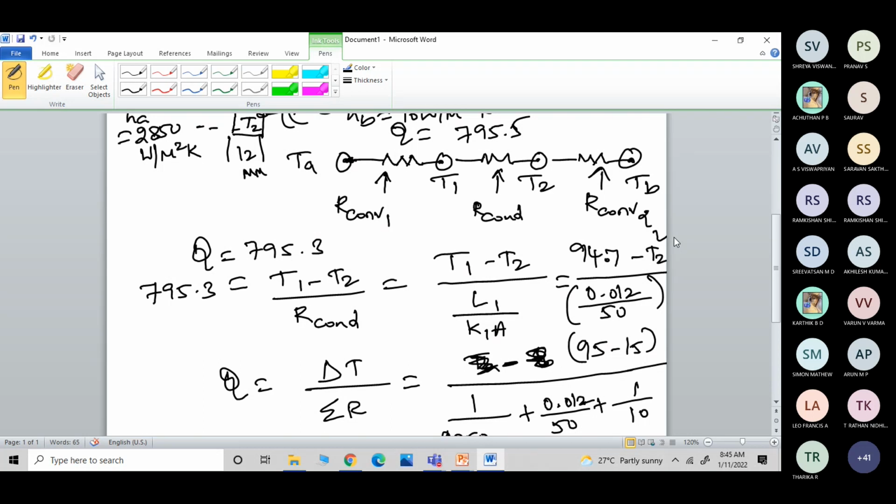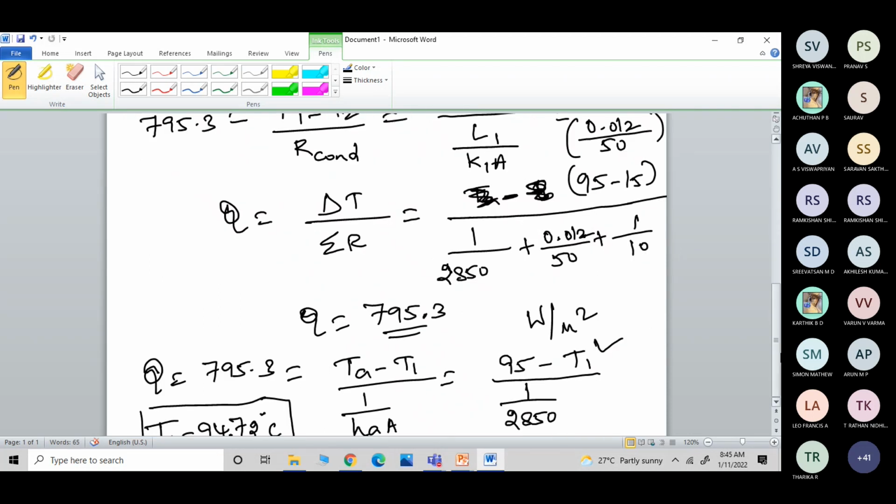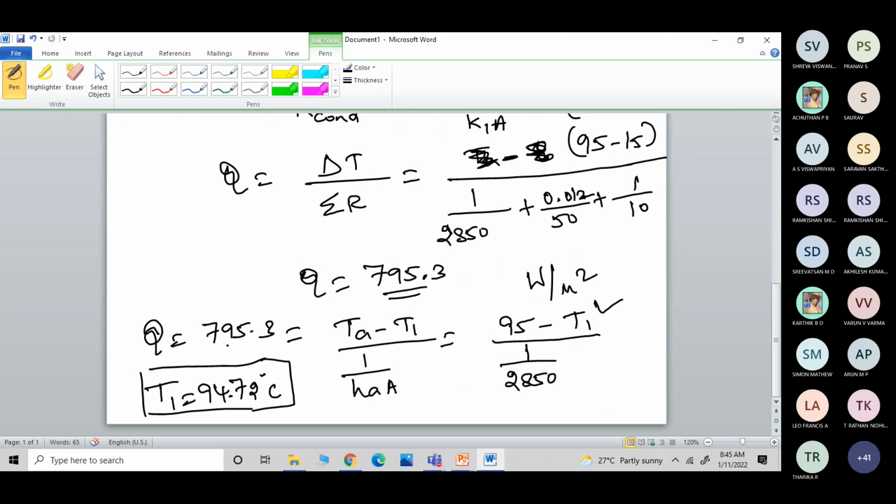795.3, which is equal to 94.7 minus T2 divided by 0.02 by 0.12 by 50. How much is it? 94.53. So from this we can see that 94.7 is the inner temperature and 94.53 is the outer temperature.